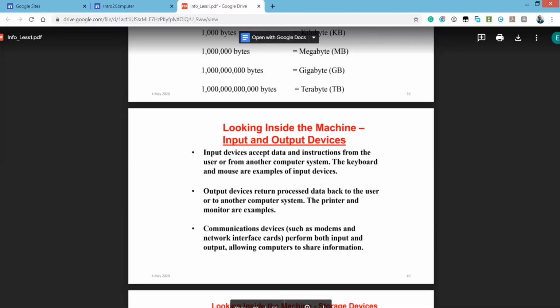So we have communication devices. The communication devices such as modem and network cards, okay, perform both inputs and outputs, allowing computers to share information.